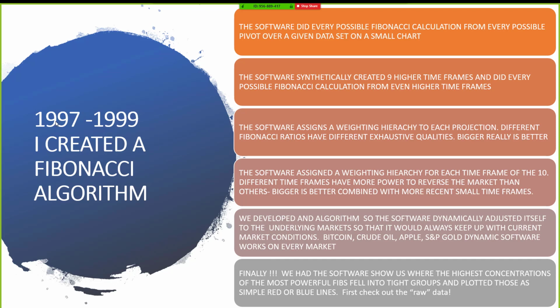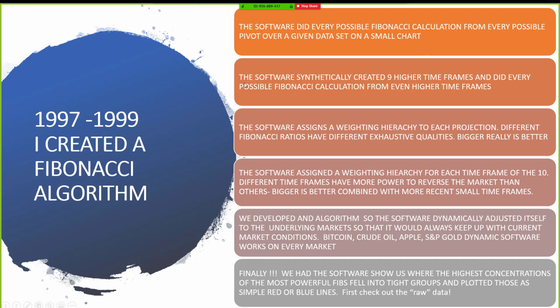In 1997, after learning how to do Fibonacci projections and retracements, what I wanted to do was create a software program. It took almost 2 years to create the algorithm to generate a Fibonacci support and resistance, fully automated. Now, the software itself did every possible Fibonacci projection and every possible retracement over the given data set. And what we use normally is 30 days for our data set.